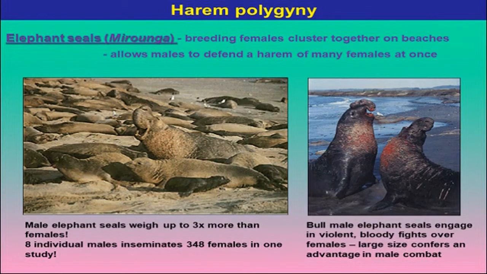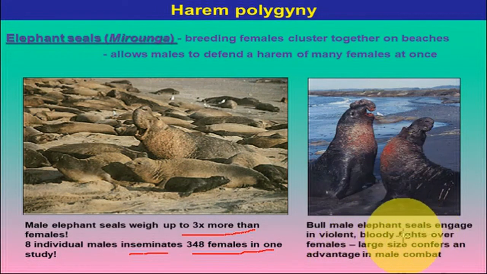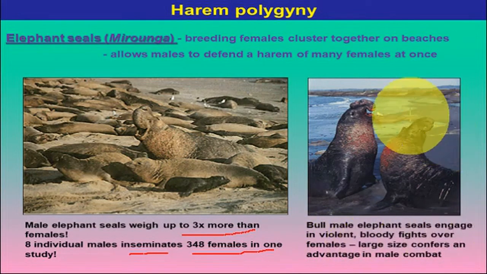You will be surprised to know that male elephant seals weigh up to 3 times more than the females, and 8 individual males inseminated 348 females in one study. So that is how you can understand how harem polygyny is maintained. And here in this picture you can see the bull male elephant seals engage in violent bloody fights over females. So their body size helps them to fight with the other rivals. This is how they maintain their harem.